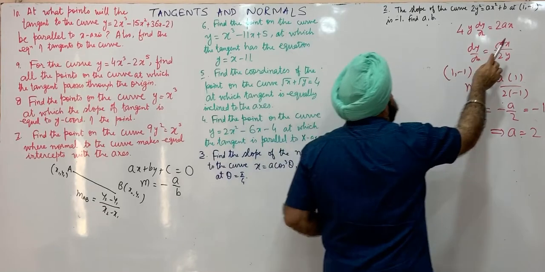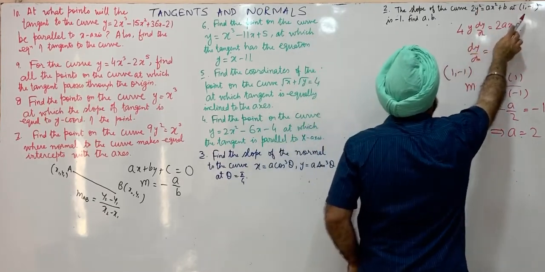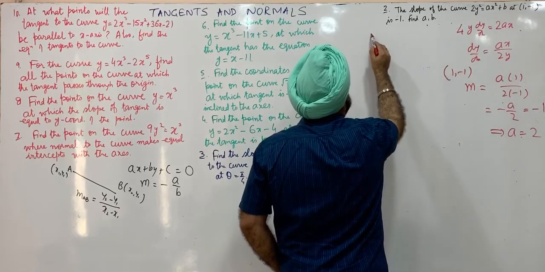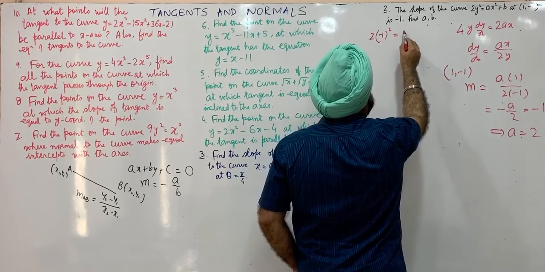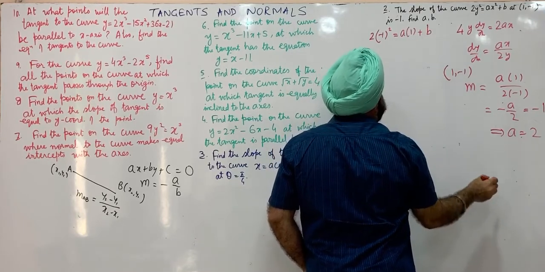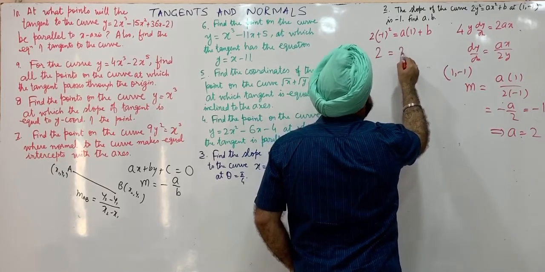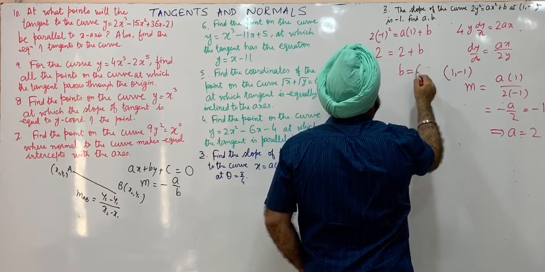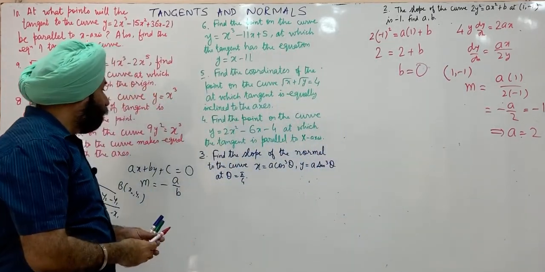Now this point (1, -1) lies on this curve, so this point satisfies the equation of the curve, 2y² = ax² + b. We can substitute the value of a, which is 2, and this gives us b equal to 0. So a is 2 and b is 0.